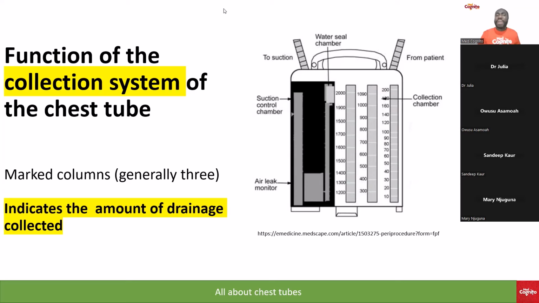And there are various marks there. The marks indicate the amount of stuff which has been collected from that pleural space. So, for example, if it is very little, it may just be 10 mils. But if it goes on and on, it can come to as much as 2,000 mils. That's 2 liters. And that means that patient is really struggling.